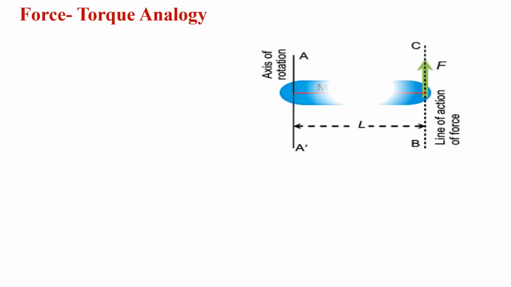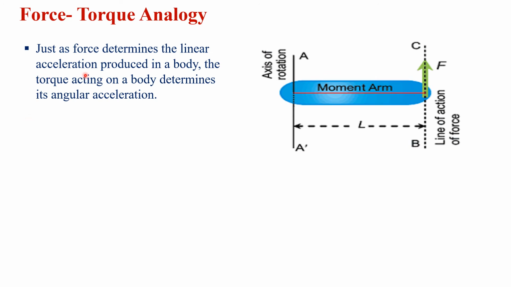Force torque analogy. Just as force determines the linear acceleration produced in a body, the torque acting on a body determines its angular acceleration. As we know, with the help of force we can determine the linear acceleration. Similarly, with the help of torque we can determine the angular acceleration produced in an object or body. Torque is the rotational analog of force.